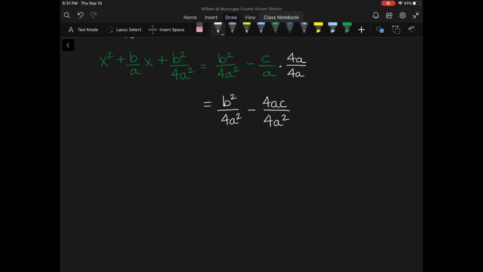Now we have common denominators, and what we're going to do is write this as one fraction. So we'll say b squared minus 4ac, and we'll put it all over 4a squared. Now we're ready to bring down our left-hand side. So we'll say x squared plus b over ax plus b squared over 4a squared.